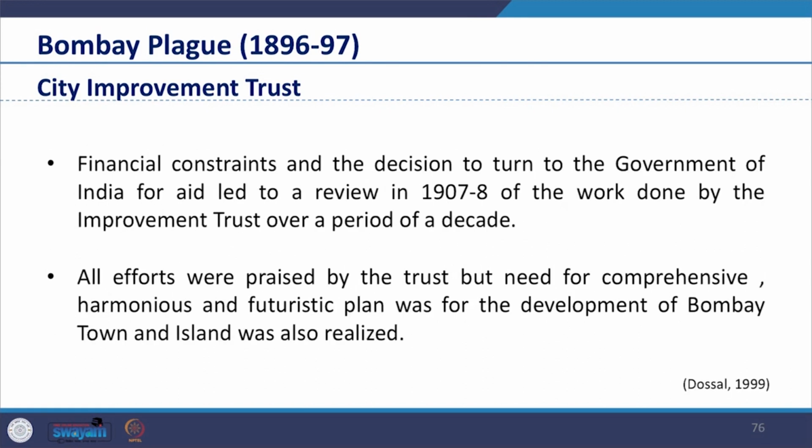Financial constraints and the decision to turn to the Government of India for aid led to a review in 1907-8 of the work done by the Improvement Trust over a period of decades. So you also see the financial problems coming in. All efforts were praised by the Trust, but there was need for a comprehensive, harmonious and futuristic plan for development of Bombay town and island, and this need was also realized at this time.